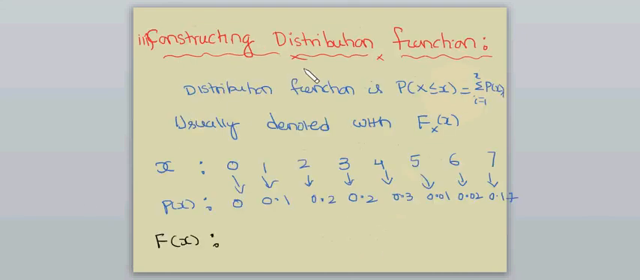Next and last one, construction of the distribution function. Usually the distribution function is indicated with capital F x or F of x. This is a cumulative distribution, so cumulative probability values are calculated. For example, for x less than 0, you get the value 0. For the next one, add these two values, p of x at 0 and 0.1: 0 plus 0.1 is 0.1. For this case, you add the probability values up to x equal to 2, that is 0 plus 0.1 plus 0.2, which gives 0.3.